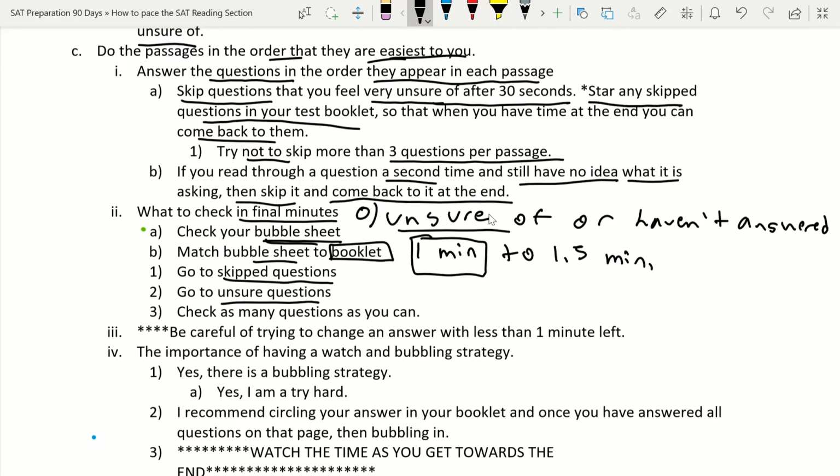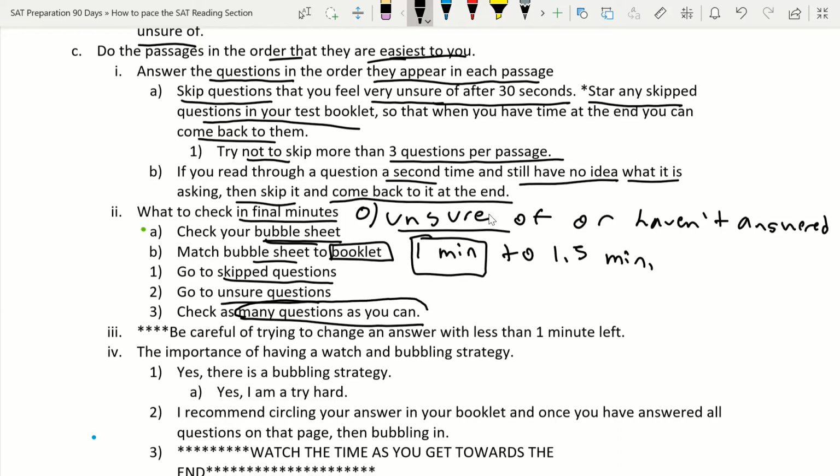You want to make sure that you check as many questions as you can. Let's say that you've finished your read through and you had, like, 6 questions that you had starred as being unsure of or that you didn't answer yet. You go back, you answer those. After that, you match your bubble sheet to your test booklet. That's only going to take you about a minute, so that's not really a huge step. Then after that, you can check as many questions as you can.